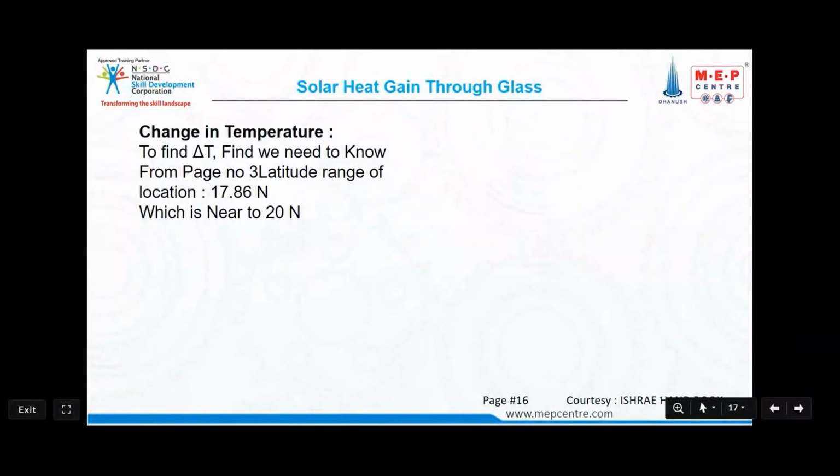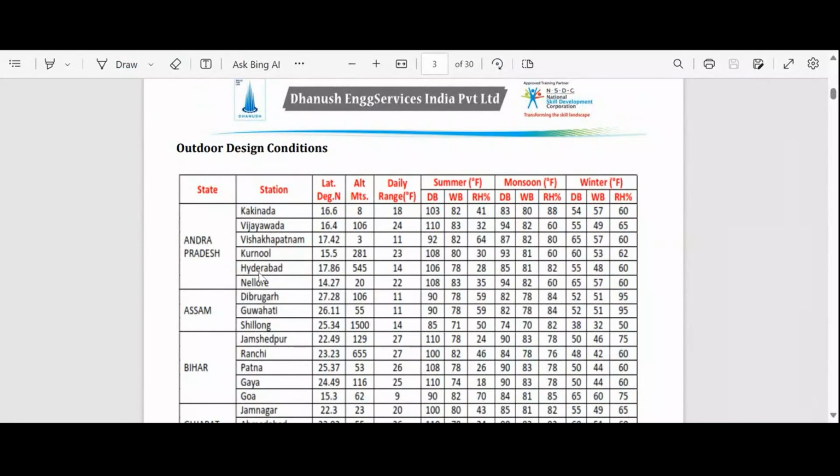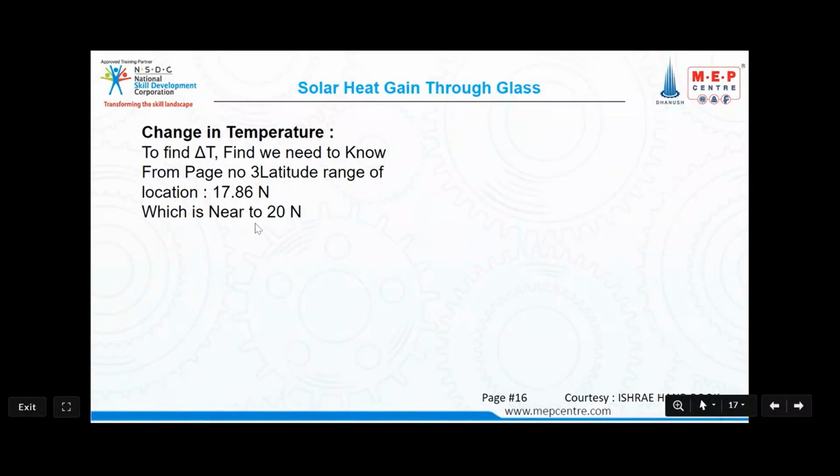Next, change in temperature. To find the delta T, the change in temperature, we need to find the latitude range from page number 3. What is the latitude range we have here for Hyderabad? It is 17.86 degree north. As this is 17.86 degree north, we consider it as 20 degree north. We'll go to the nearest round value.